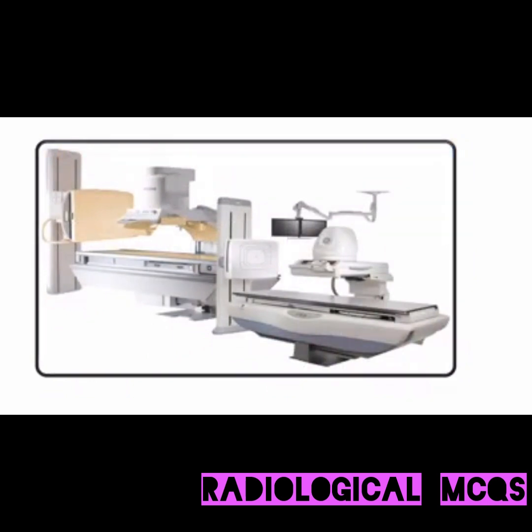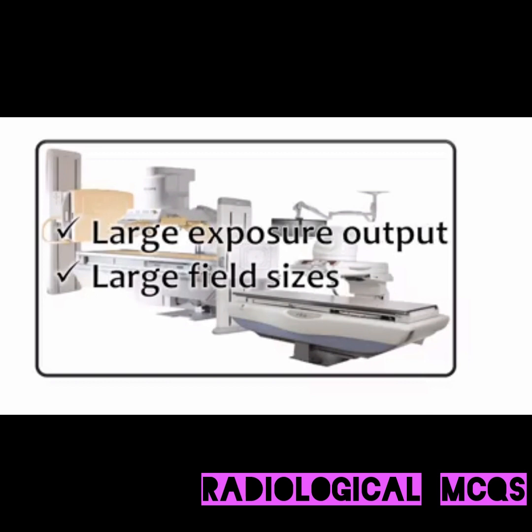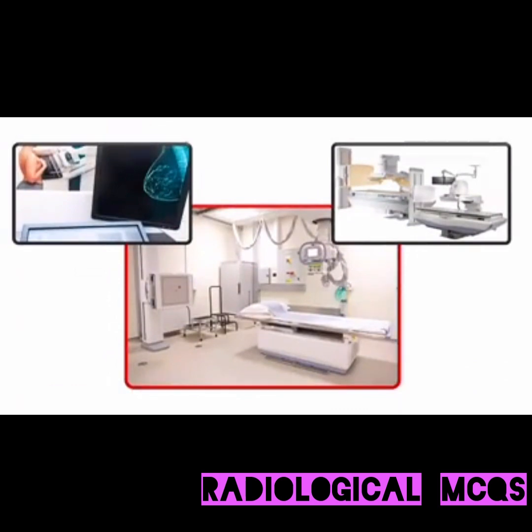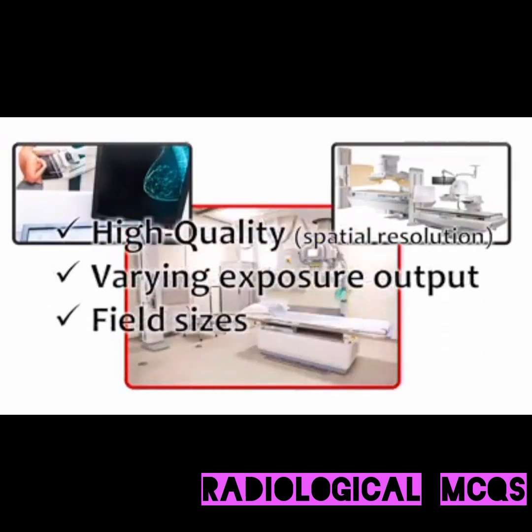Alternatively, X-ray equipment used within fluoroscopy uses large anode angles since these pieces of equipment must withstand multiple large exposure outputs as well as utilize large image field sizes. Finally, standard X-ray equipment used for traditional diagnostic imaging falls between mammography and fluoroscopy since these pieces of equipment must be able to produce high-quality images along with varying exposure outputs and imaging field sizes.